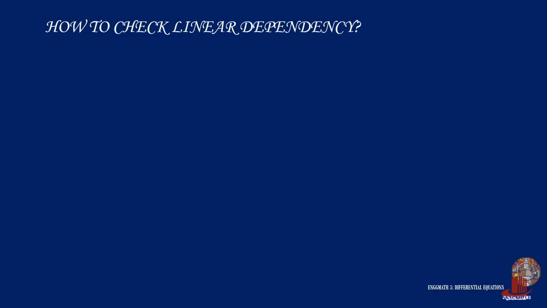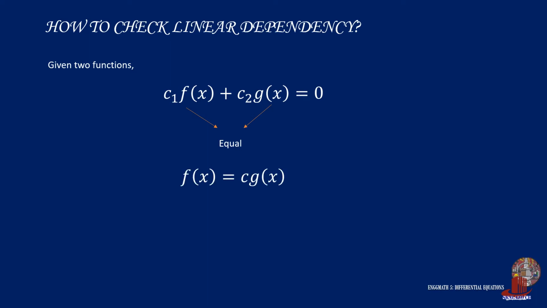So how do we check linear dependency of functions? In case of just two functions, using the same principle that their summation with some constants should be equal to 0, we can then say that these two functions should be equal. And if we simplify the first term, like making c1 as 1, then we can say that f of x should be equal to a constant c times g of x, to say that they are linearly dependent. Let's understand the concept further with some examples.